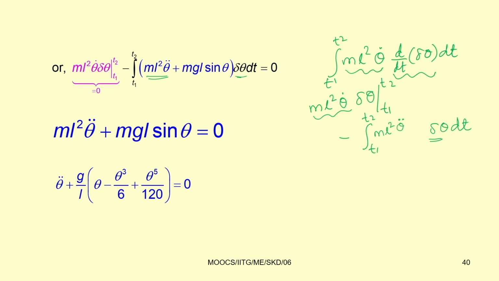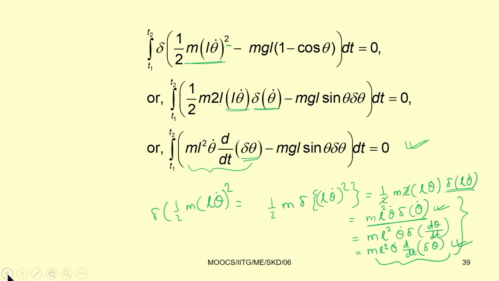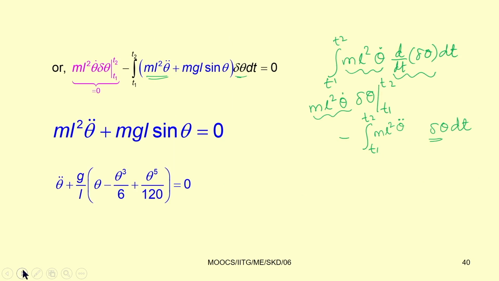Then from the potential energy term you have another term, equal to minus mgl sin theta delta theta dt. The integration of this, you just keep it as it is. You need not expand that thing. So this becomes mgl sin theta delta theta dt.